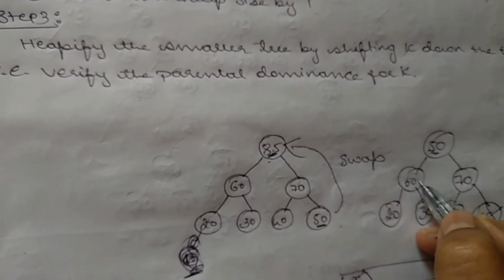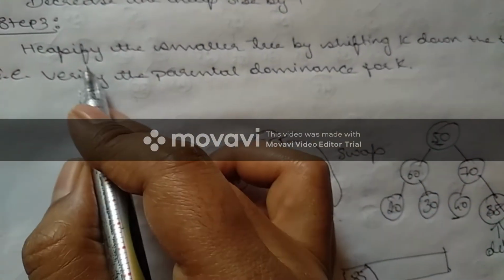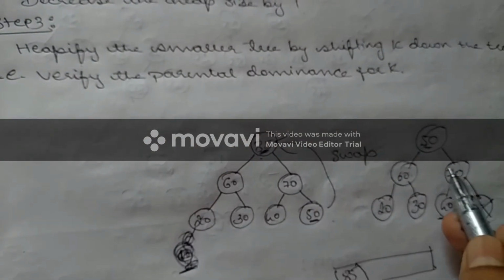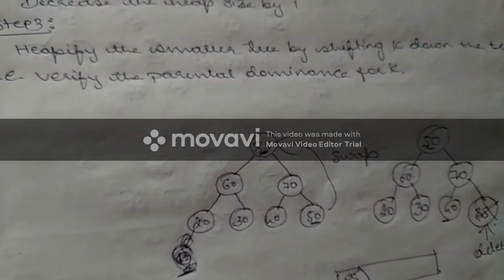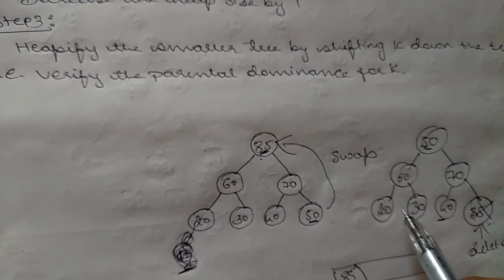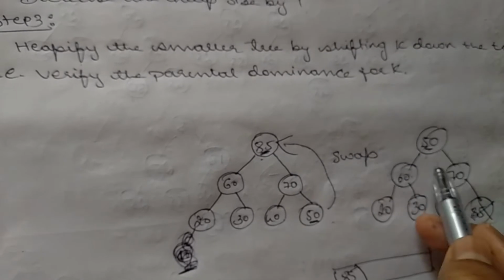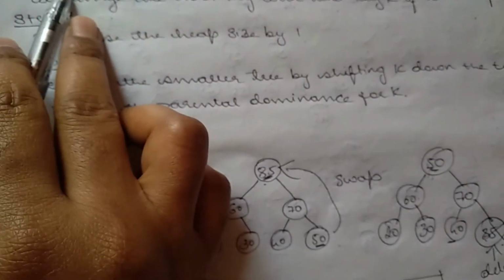So what you have to do, in order to construct this heap sort properly, again you have to heapify. That is, you have to apply the parental dominance technique. If parental dominance is satisfied, then fine. But if it is not satisfied, again you have to just convert or heapify this, and then you have to go for the first step again.